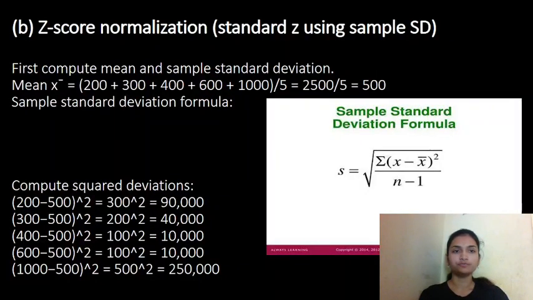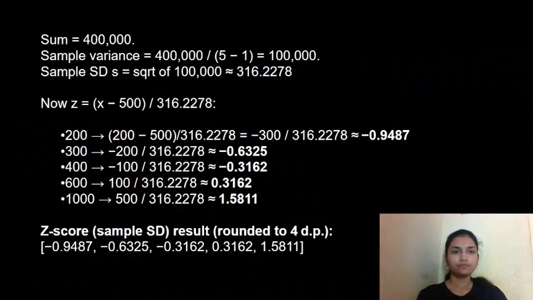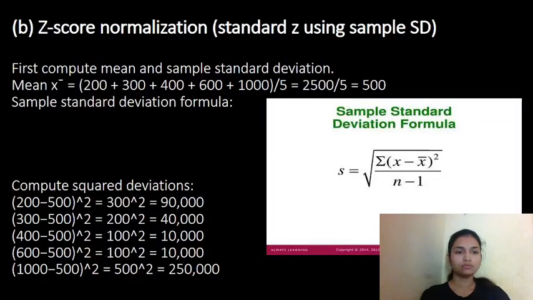Z-score normalization. Firstly we compute the mean and sample standard deviation. Now we are calculating the mean. Okay, so the mean we have calculated is 500. Now putting all the values in the standard deviation formula. So here are all the calculations.